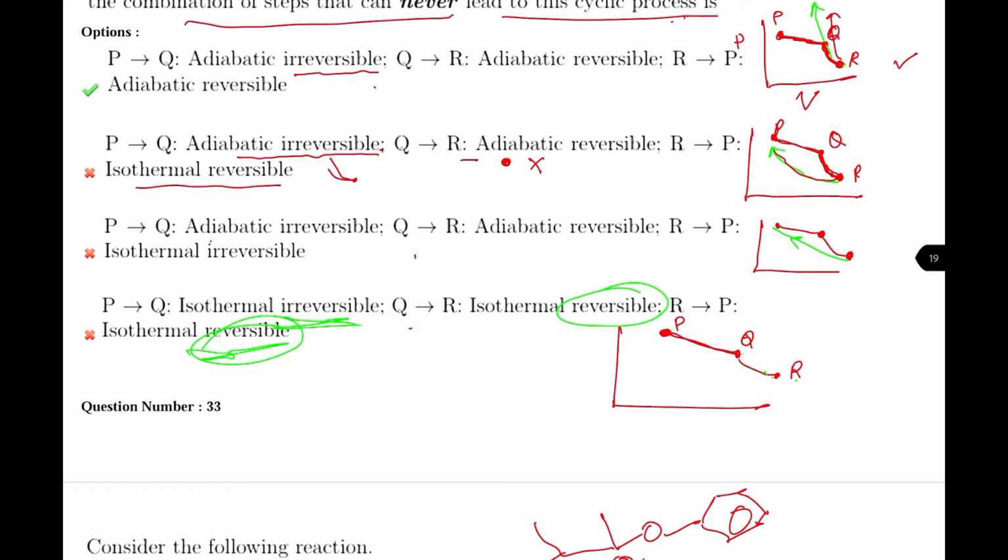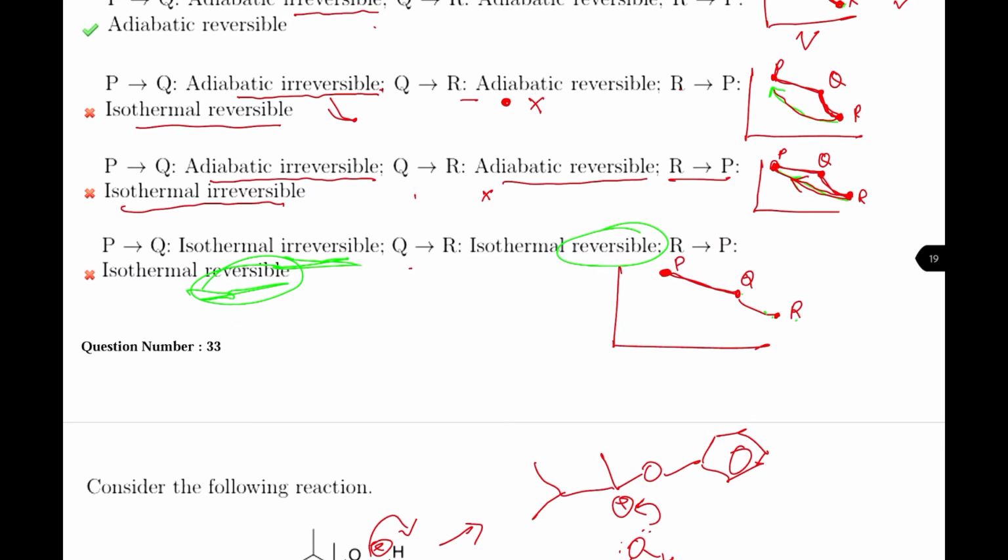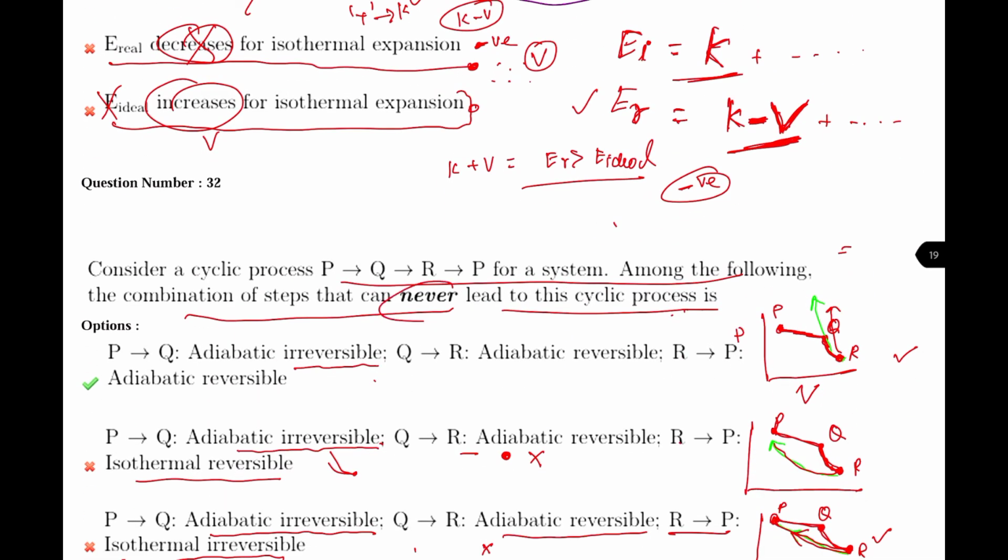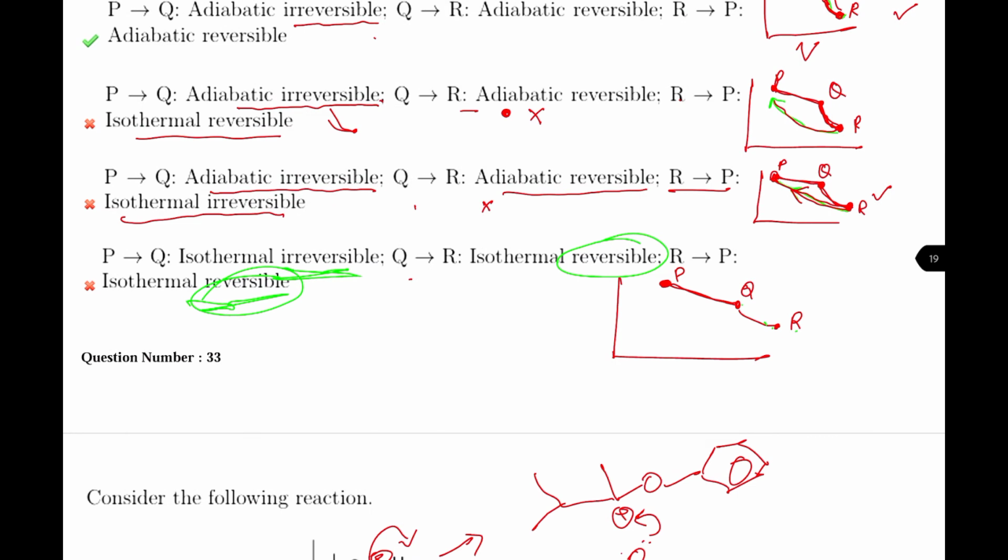Third option, adiabatic reversible P2Q, okay, straight line P2Q. Q2R adiabatic reversible, okay, curve, same thing. R2P isothermal irreversible. If you see this graph clearly, instead of making a curve you can also make a straight line, right? So this option is also possible, therefore this option is wrong. I mean this process is possible, therefore this option is wrong, because in the question they have asked what can never happen.